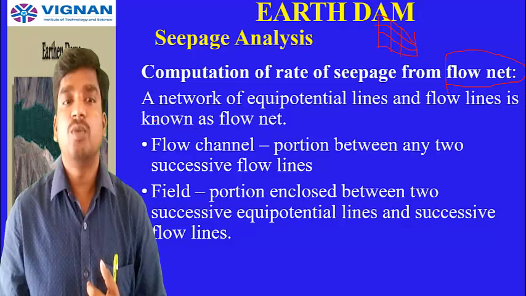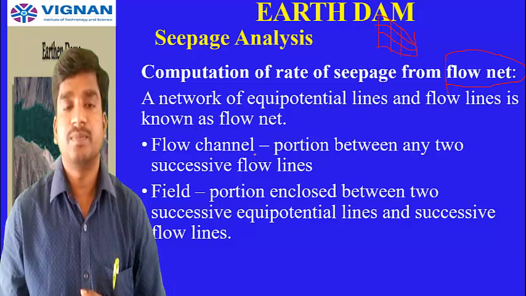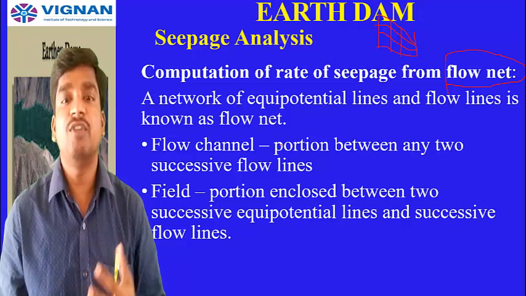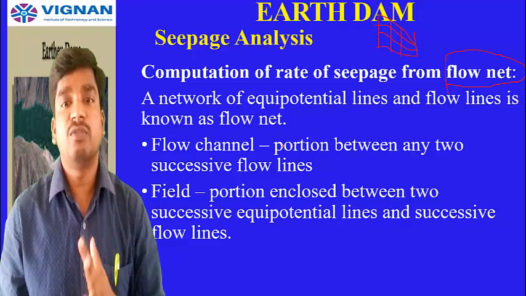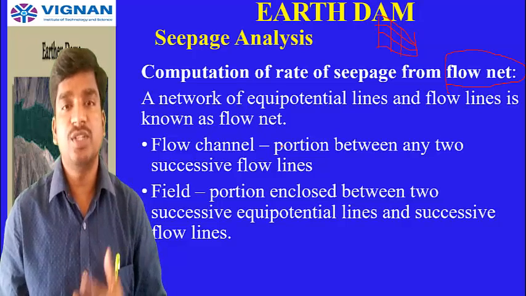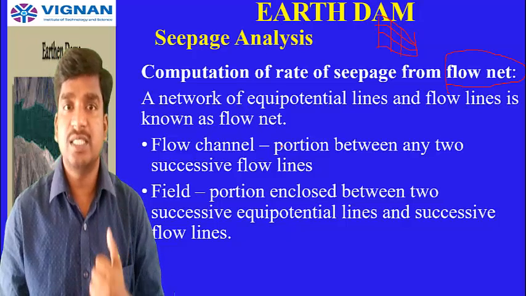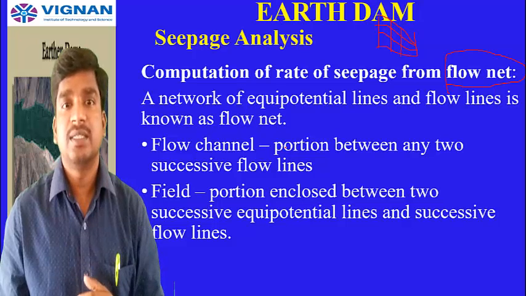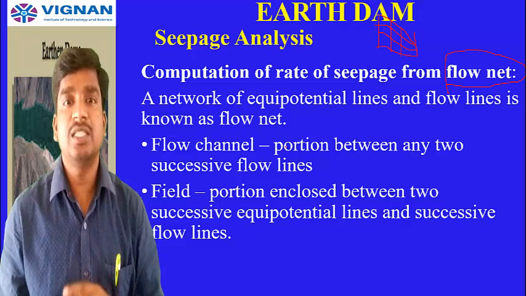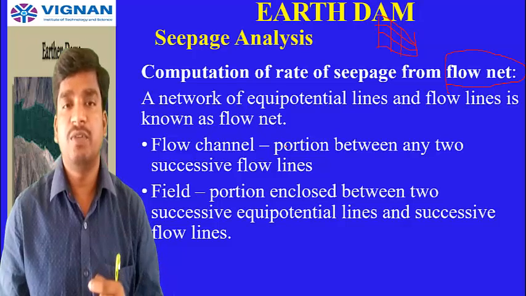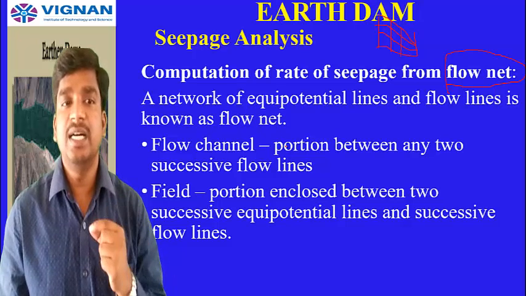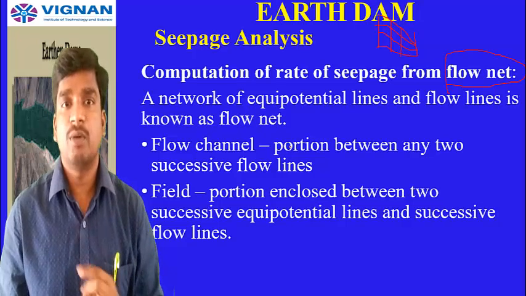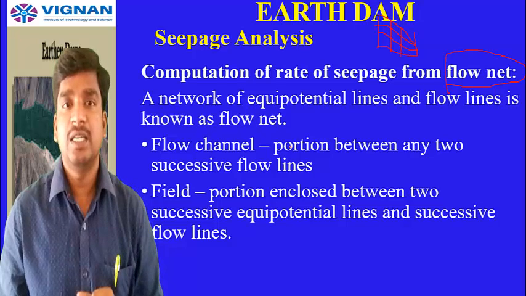Okay, so what is this flow net actually? Flow net is nothing but a network of equipotential lines along with the flow lines. Means it is a combination of equipotential lines as well as flow lines. They are perpendicular to each other at meeting points, which is known as a flow net. Just remember that a flow net is a network of equipotential lines as well as flow lines. Combination of these two is called a flow net.